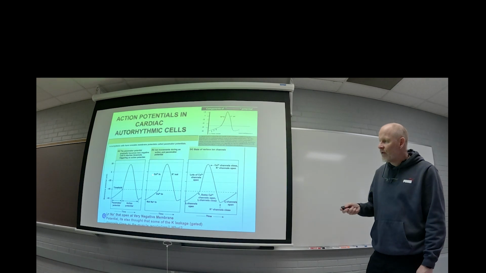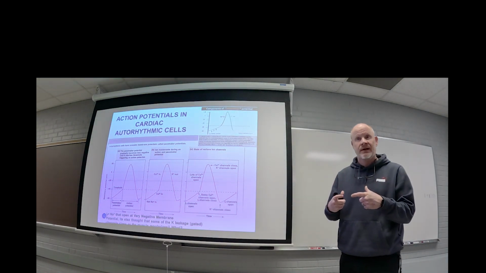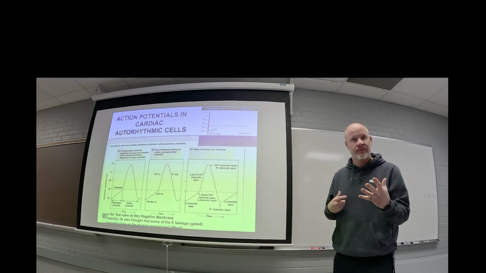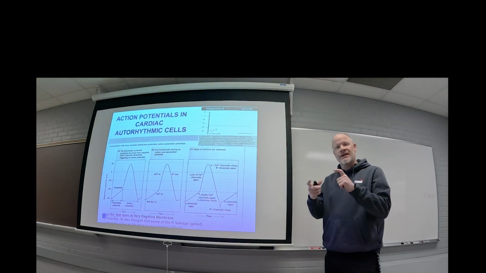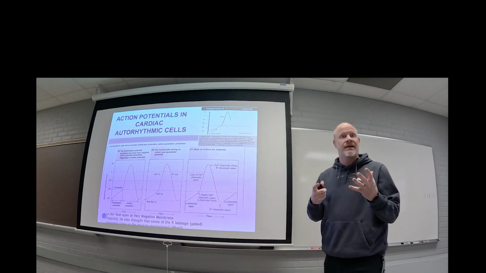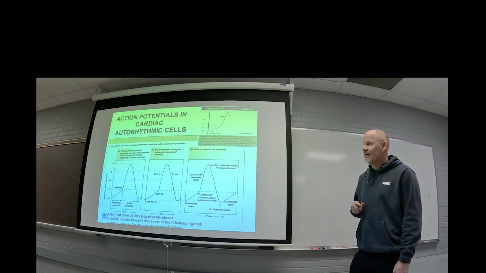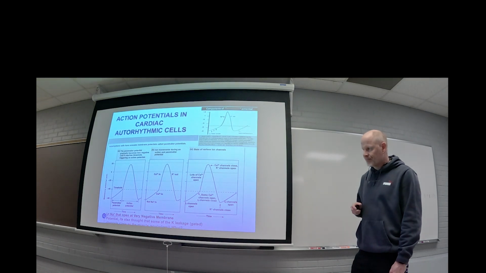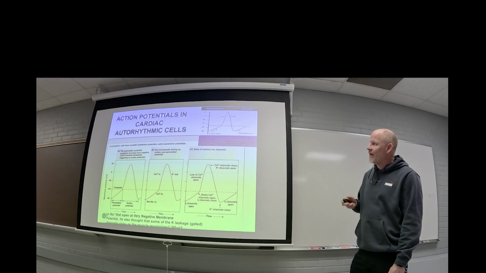This L-type channel here is different than the L-type channel in the contractile cells. We call it an isoform. They have different isoforms. The isoform here has a slight variation in the amino acids that make up the protein and therefore has slightly different properties. And of course, I've got a nice animation up here that shows you kind of how this works.